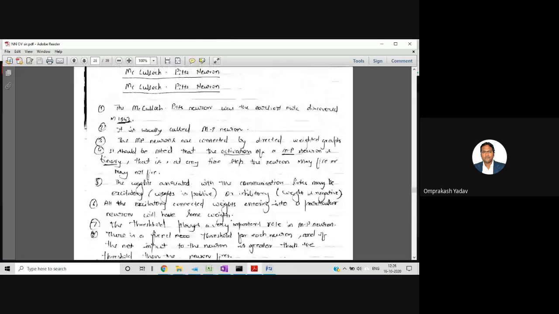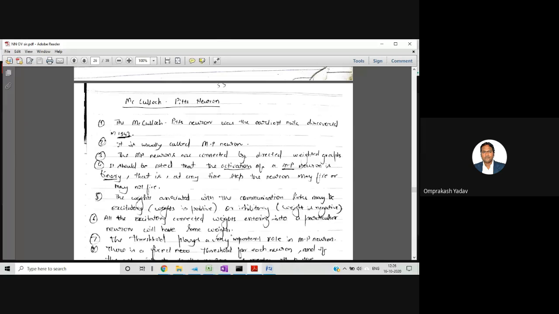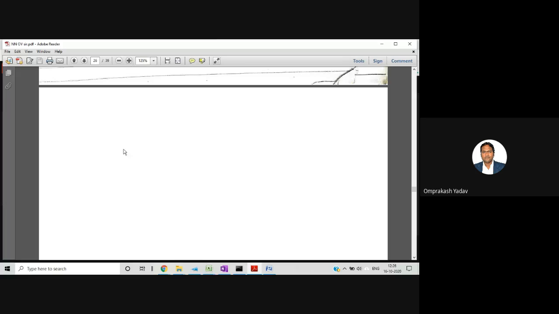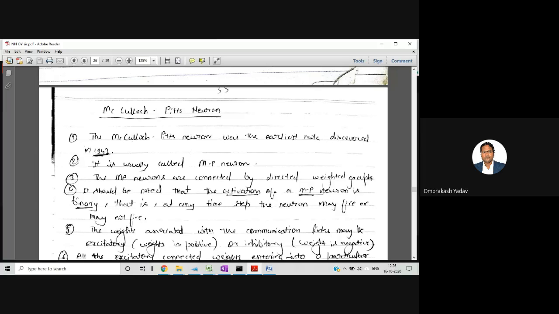So now let's start with the McCulloch-Pitts neuron model. This McCulloch-Pitts neuron was the earliest network discovered, in 1943. It is usually called the MP neuron. So if in the exam it is asked to design this network with an MP neuron, MP neuron or McCulloch-Pitts neuron, it's the same thing. The P is from Pitts and the M is from McCulloch, so that's why this is called the MP neuron.